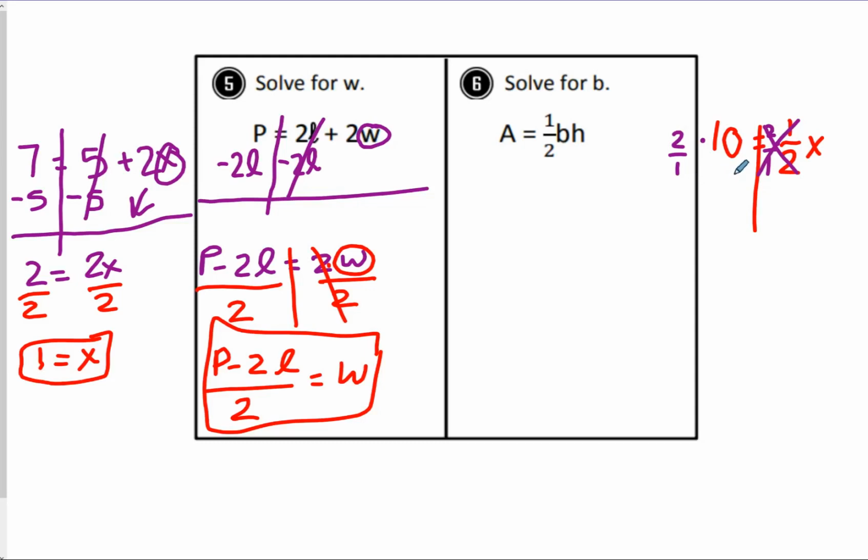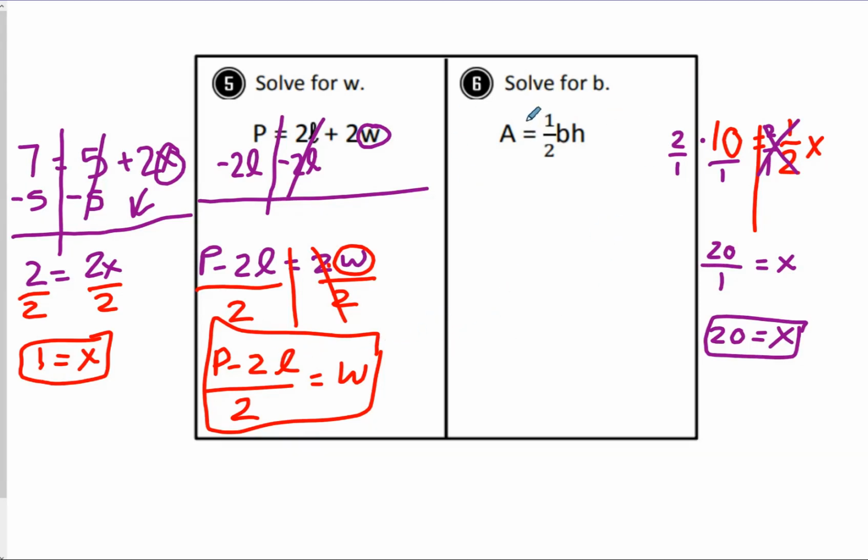Remember, it can make it easier to multiply by fractions if I turn both numbers into fractions. I can always put a number over 1 because it doesn't change the value. 10 divided by 1 is still 10. But looking at it as a fraction will help me to know what to multiply. 2 times 10 is 20. 1 times 1 is 1 equals x. And our final step, 20 divided by 1 is 20, which is our solution for x. We know we're done solving when we have the variable isolated.